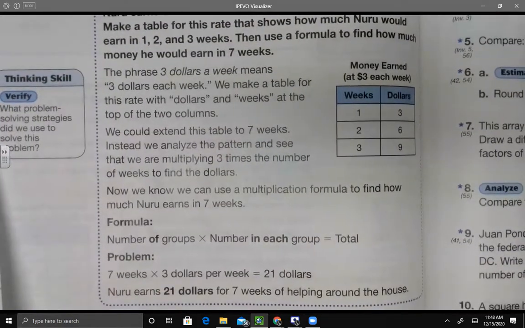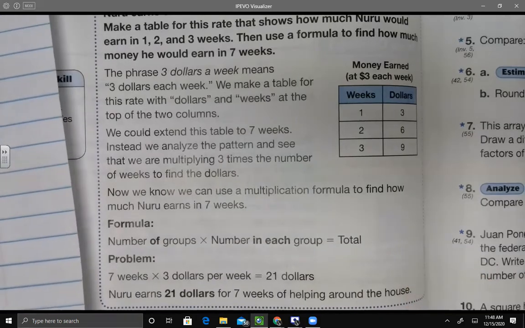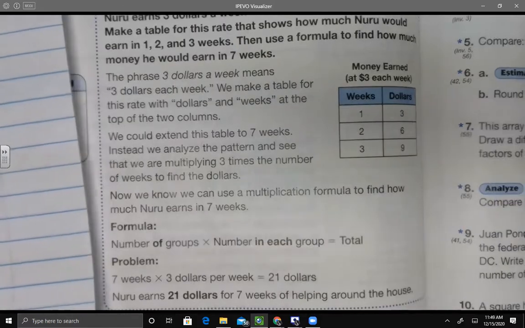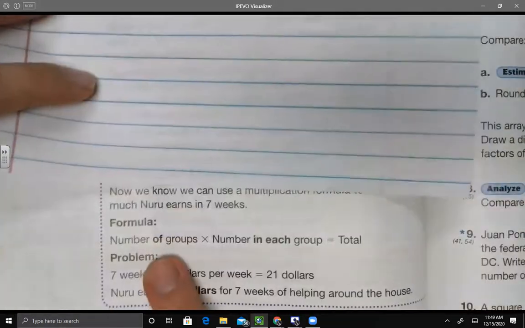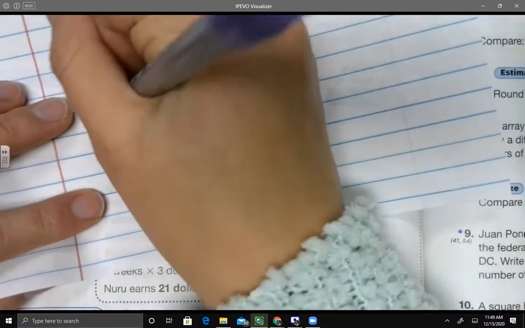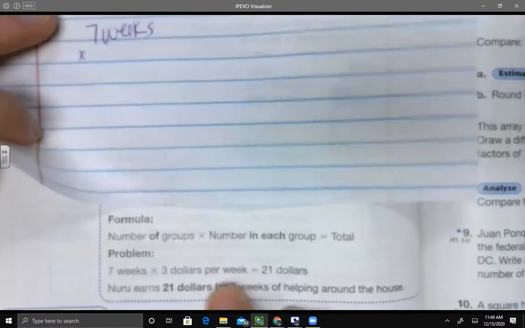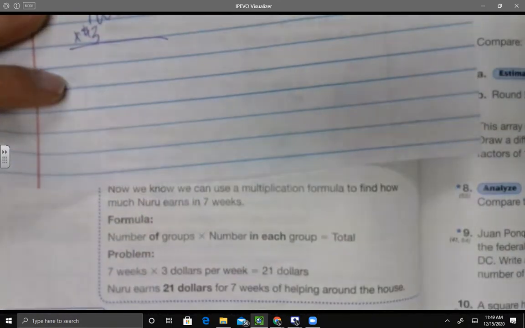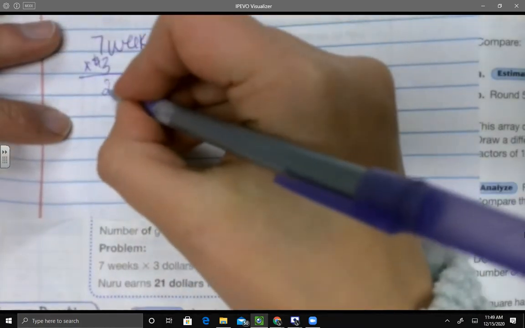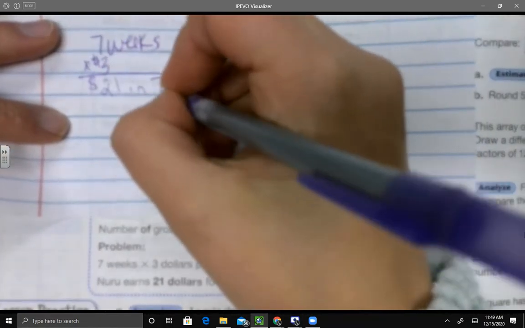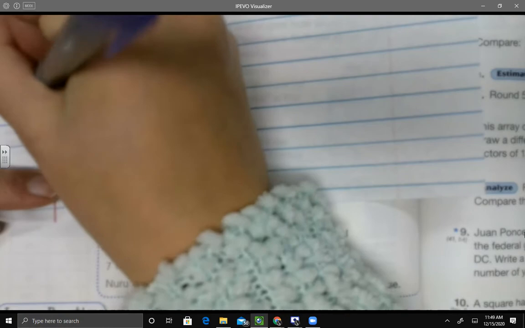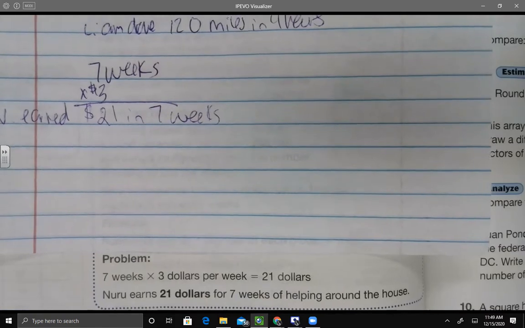All right, now we know that we can use a multiplication formula to find out how much he earns in 7 weeks. So it tells us he earns $3 every week, right? And we know that he's working for 7 weeks. So our number of groups is our number of weeks. So we have 7 weeks, and then the number in each group is $3 per week, right? So we're going to multiply 7 times 3, and we get $21 in 7 weeks. And we could put Nuru earned $21 in 7 weeks for helping around the house for their chores.